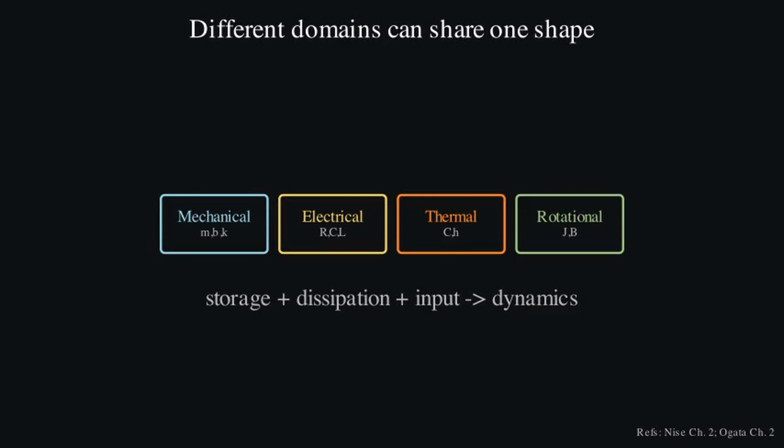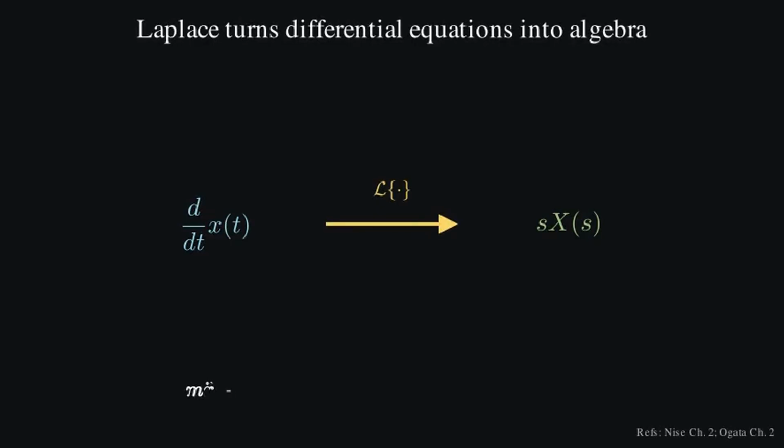The same mathematical shape appears in different domains. Mechanical systems use mass, damping, and stiffness. Electrical circuits use resistance, capacitance, and inductance. Thermal systems use heat capacity and heat loss. Rotational systems use inertia and friction. This is why control theory transfers so well between motors, ovens, vehicles, and circuits.